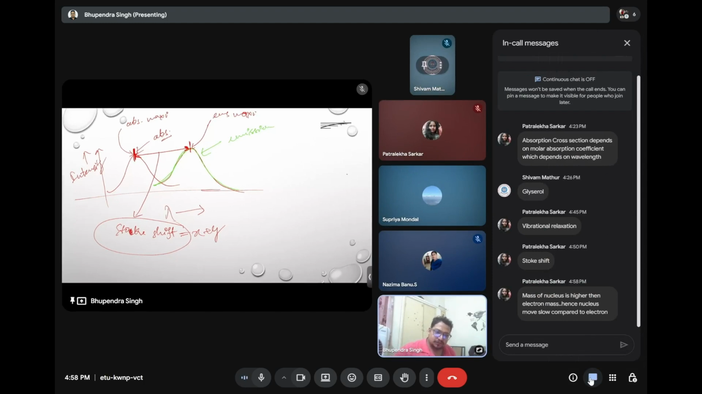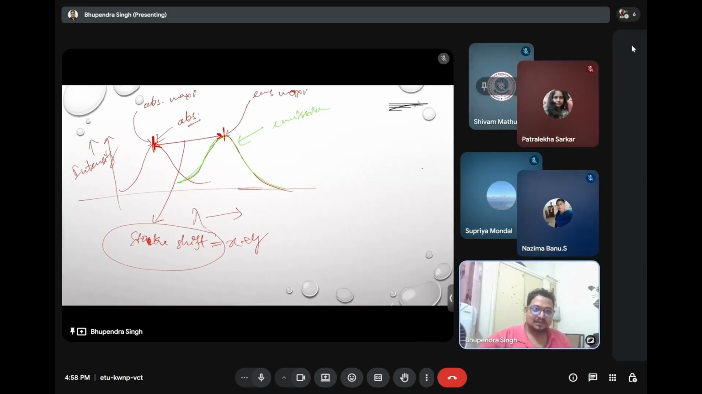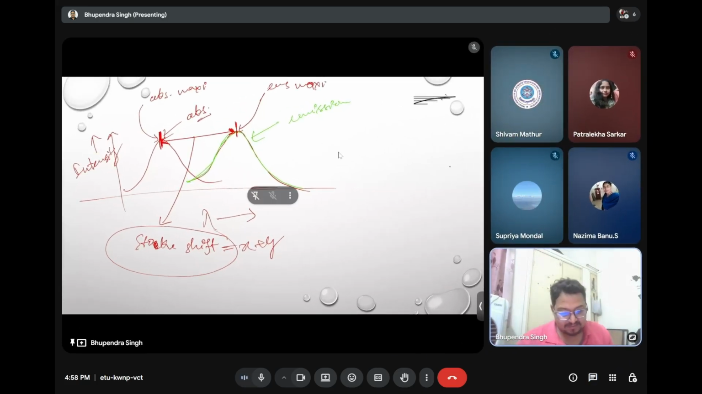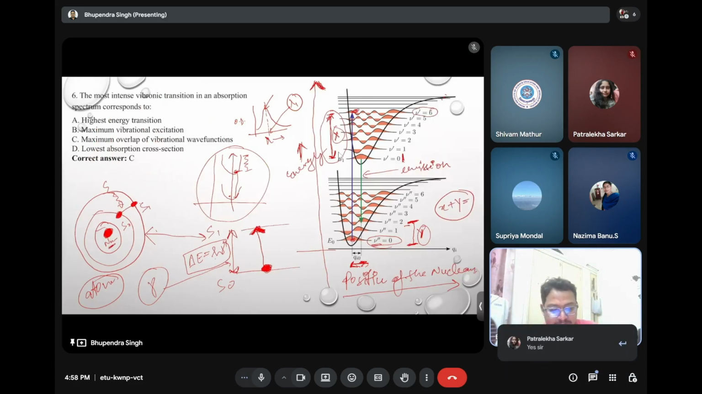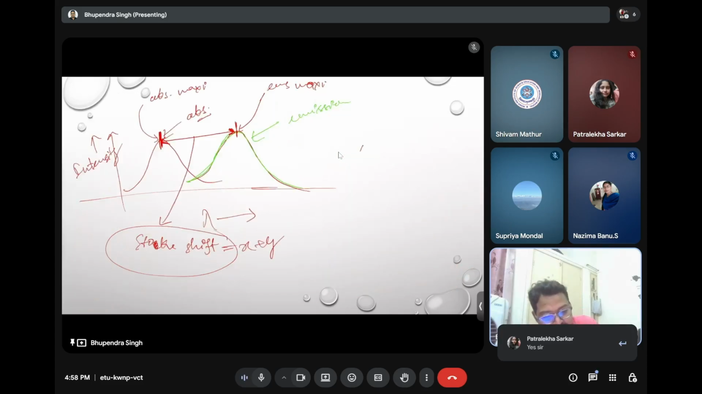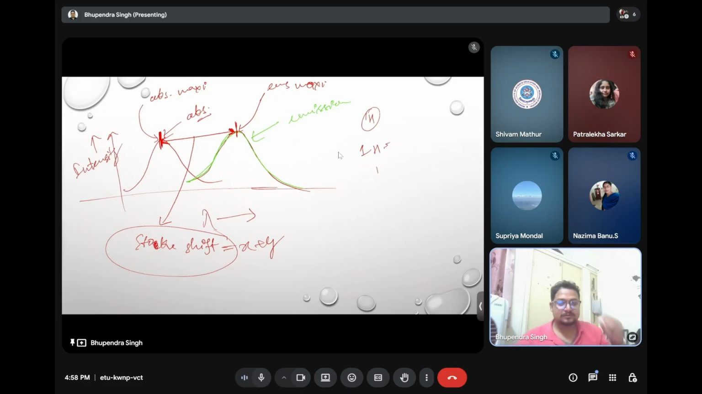Patlika is saying the mass of the nucleus is higher than the electronic mass. Hence, the nucleus moves slower compared to the electron. Yes, this is the answer to my last question. So what is the nucleus here? The nucleus is made of protons and neutrons. So let's say one proton is there. I'm considering hydrogen, right? So what is the mass of the proton? Tell me, what is the mass of the proton?